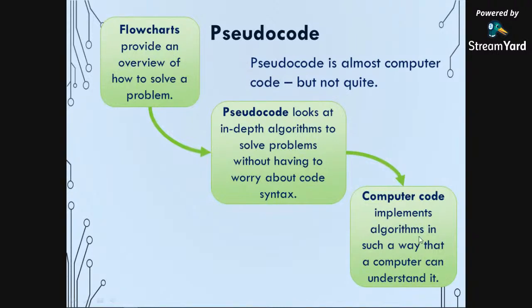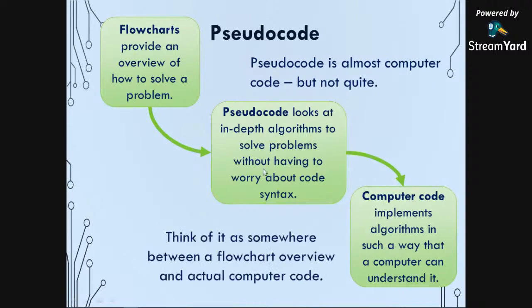Computer code will implement algorithms in a way that a computer can understand it. Now, in your exams, they will present you with code that is written in pseudocode. It won't be written in Python. It will be written in pseudocode. Now, pseudocode, as you'll see in a moment, looks very, very similar to Python or regular code. And the idea of pseudocode is that it has got to be understandable and unambiguous. That means you aren't going to get it confused for some other thing.